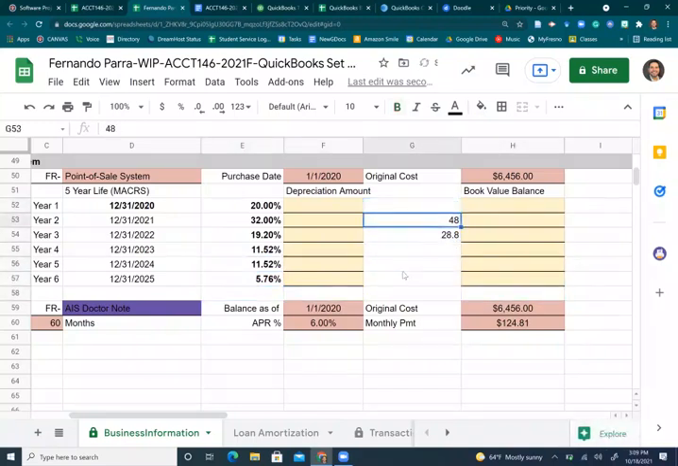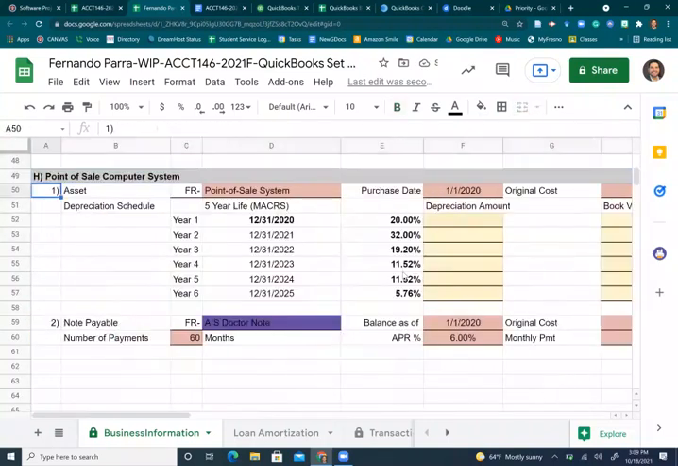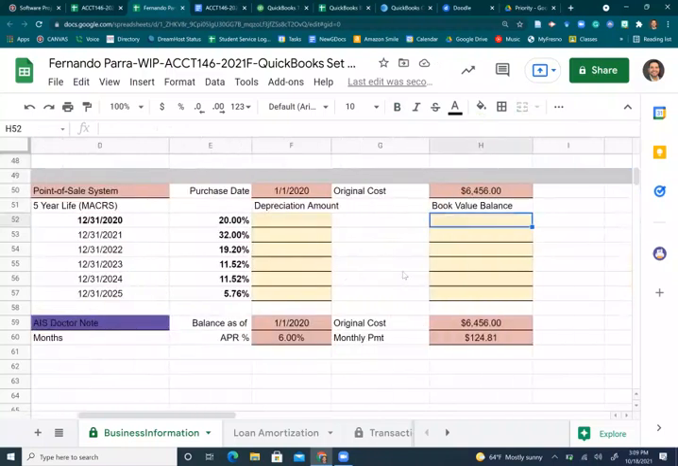Okay, so now you can start calculating this on your own. What is the depreciation amount for the first year? You say Mac. Sorry, maker. You say Mac, but it's maker, right?